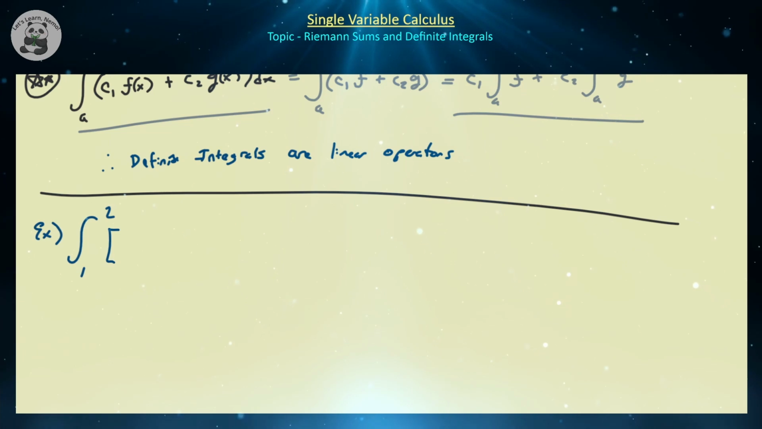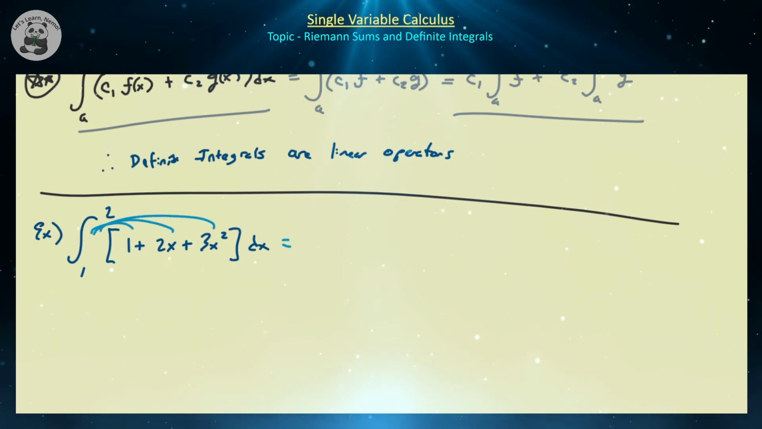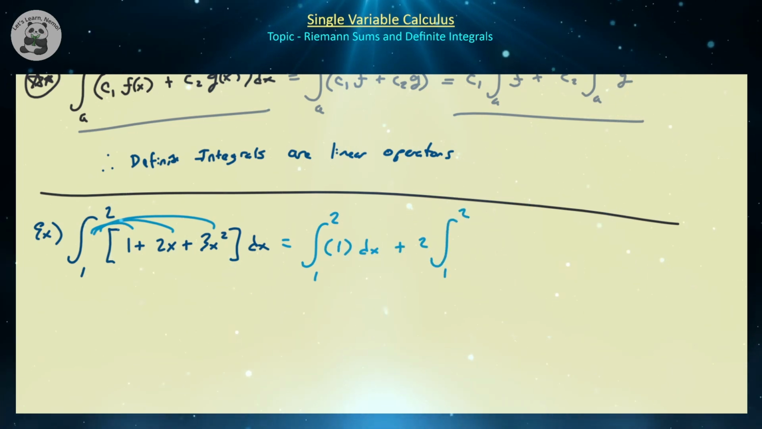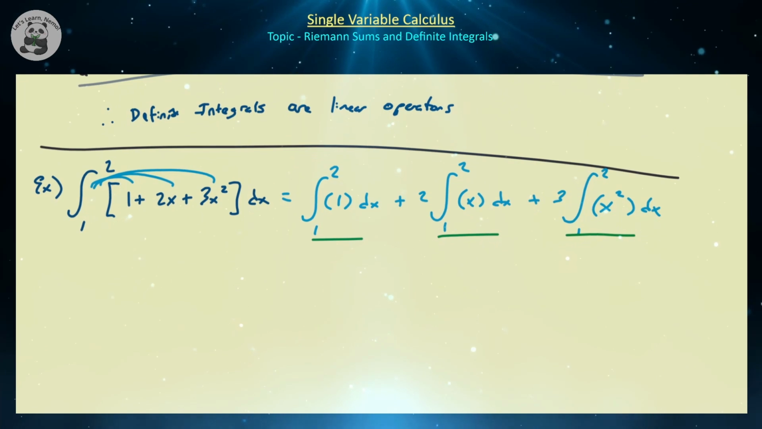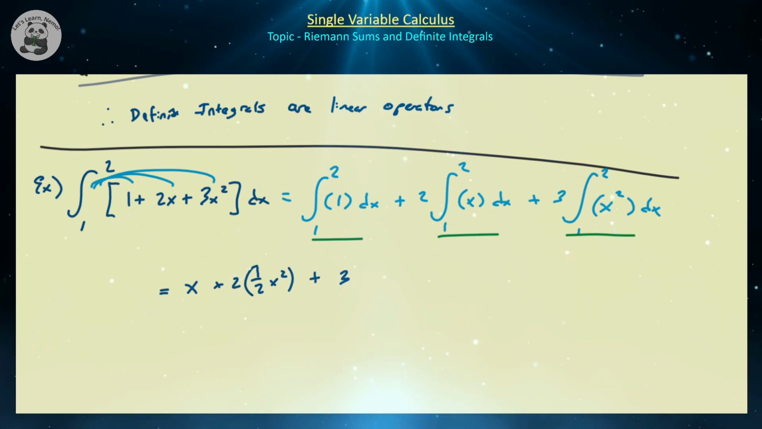Let's do the integral from 1 to 2 of 1 plus 2x plus 3x squared. So what is this? What we're going to do is distribute the integral over each of those terms, and factor out those constants. So we're going to have the integral from 1 to 2 of 1 dx plus 2 times the integral from 1 to 2 of x, and then plus 3 times the integral from 1 to 2 of x squared. And then we're going to use the power rule on each of these integrals. The integral of 1 is just going to be equal to x, the integral of x is going to be 1 half x squared, and the integral of x squared is just going to be 1 third x cubed.